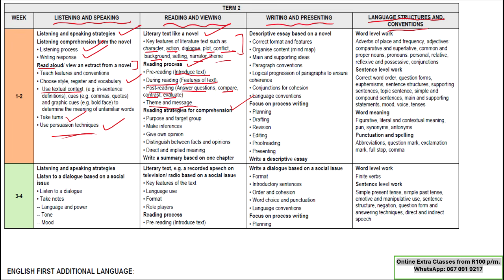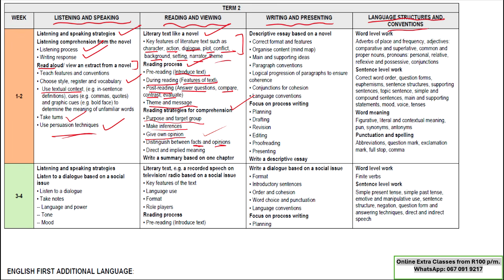And then here we can see that we have the purpose and the target group. We have make inferences. We have give own opinion. And then we also distinguish between fact and opinions. So guys, we should be able to know the difference between fact and an opinion.